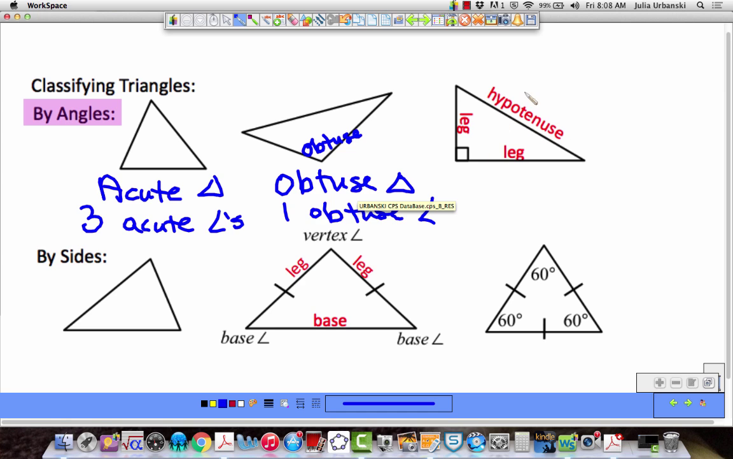What kind of triangle is this one? Right triangle. Good. That's based on the angles. Exactly one right angle.